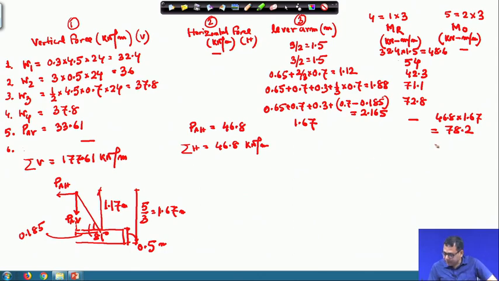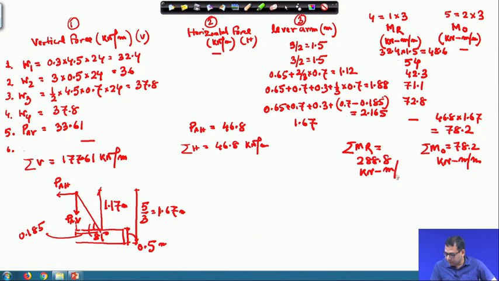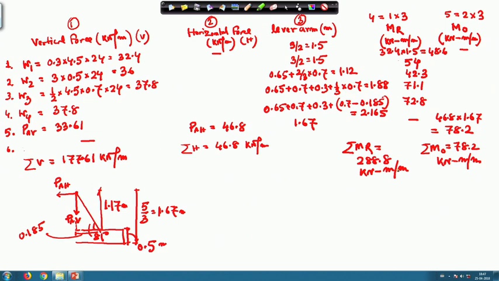Now I am taking the summation of all overturning moment, that is 78.2 kilonewton meter per meter, and the summation of all resisting moment, you add this column 4. So, you will get all the resisting moment as 288.8 kilonewton meter per meter. So, these are all the calculations that I have done for this problem.